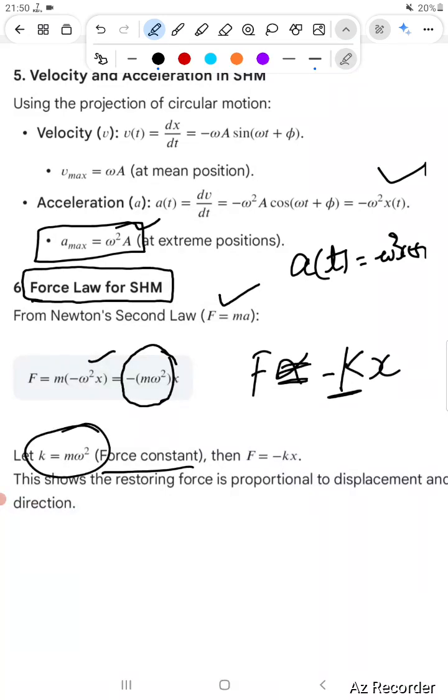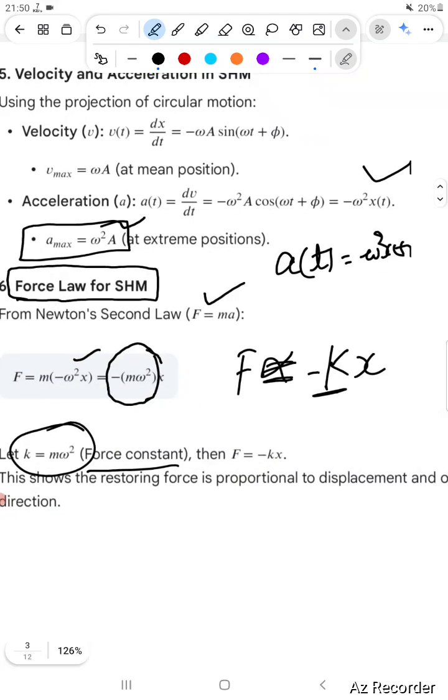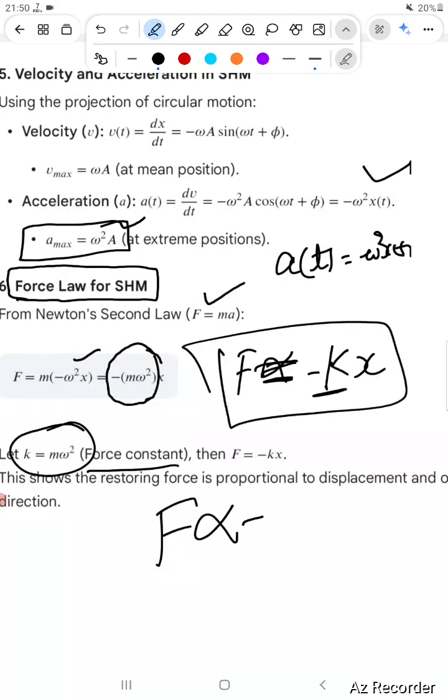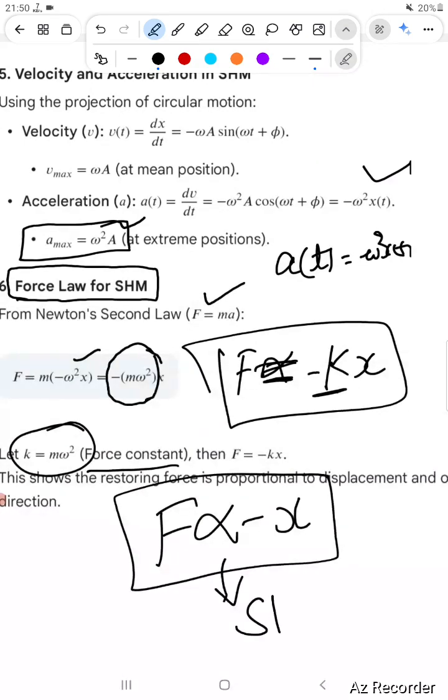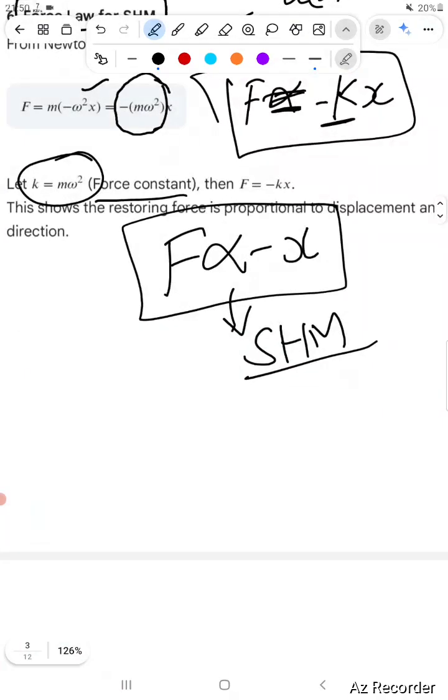I write it as the force constant. This equation shows that force is directly proportional to the negative of displacement, so the body is in SHM. It is the basic fundamental definition of SHM. Moreover, if you compare with the spring constant k, the stiffness, then you know by Hooke's law F equals minus kx.